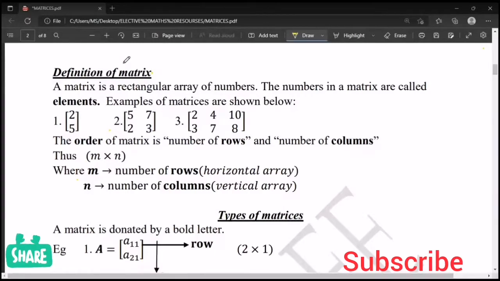In today's video, I am going to introduce you to matrices.